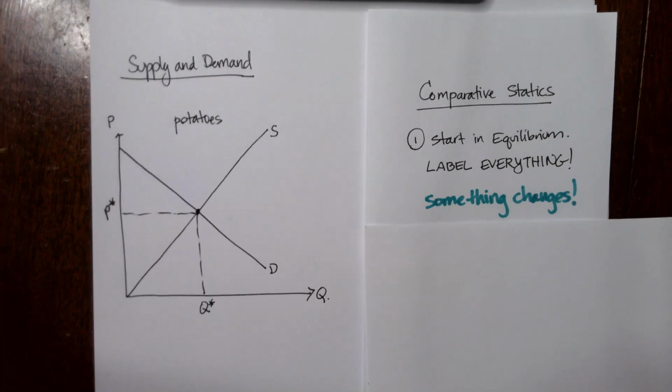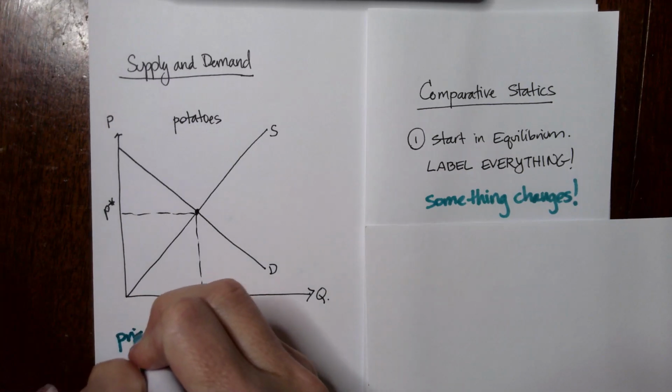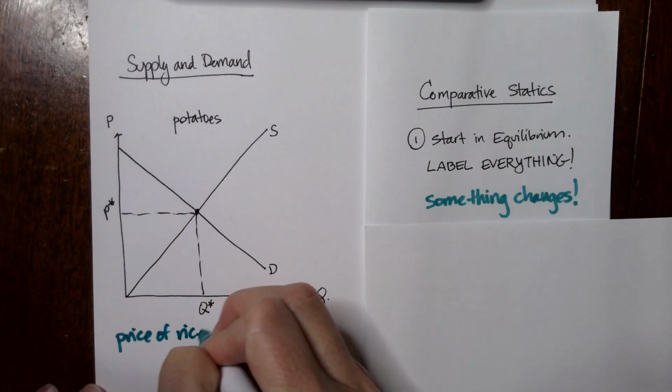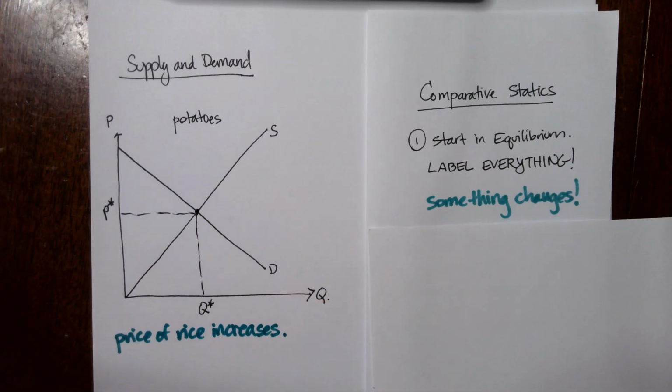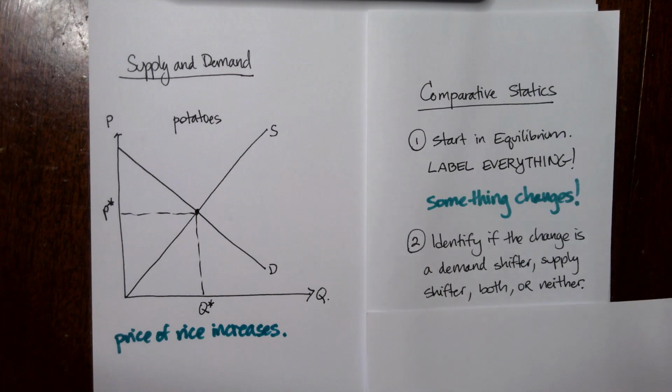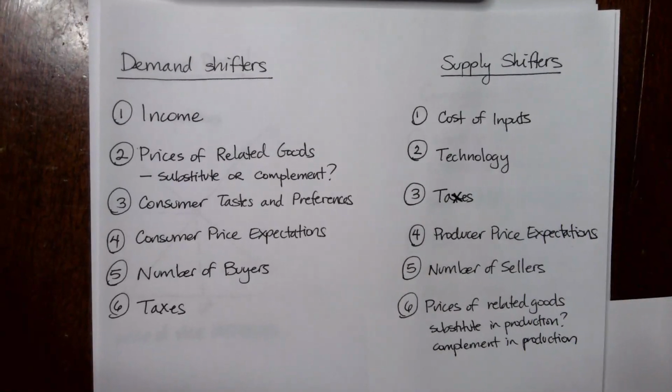You will typically be told what changes, or if we're thinking about real-world effects, we will observe a change in the real world. For example, let's suppose that the price of rice increases. There's our change, okay? Our next step is to identify whether that change is a demand shifter, a supply shifter, both, or neither. In order to do that, we need to have our lists of shifters. Here's the list from our textbook.